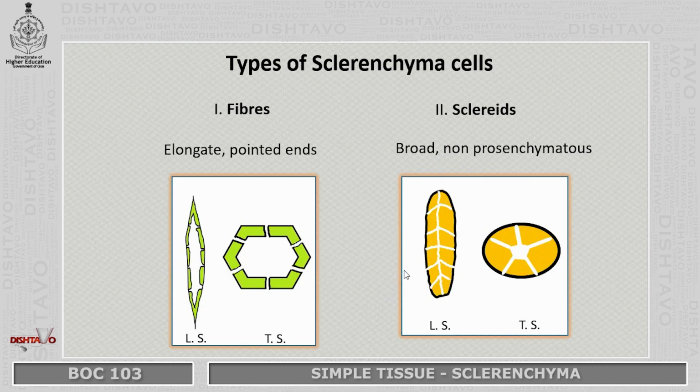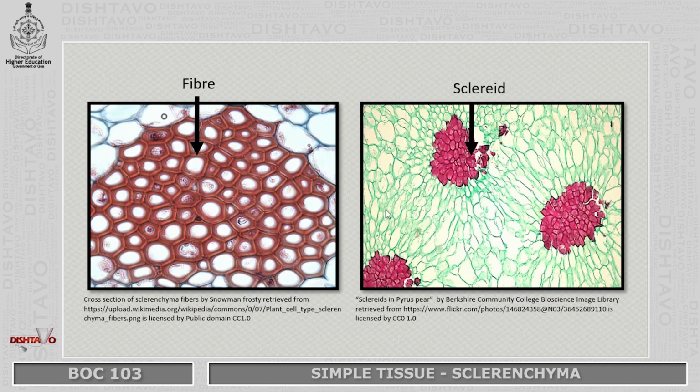Based on that, we have two types of sclerenchymatous cells. The first one is fiber and the second one is the sclereid. Fibers appear elongated with pointed ends. Sclereids are broad and non-prosenchymatous, meaning they do not have pointed ends.